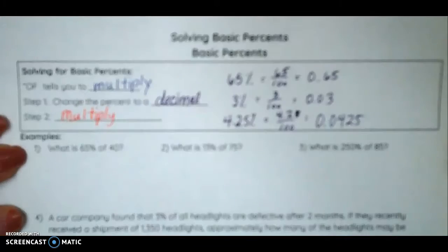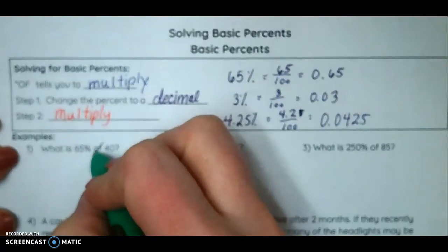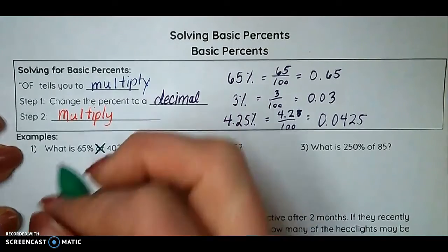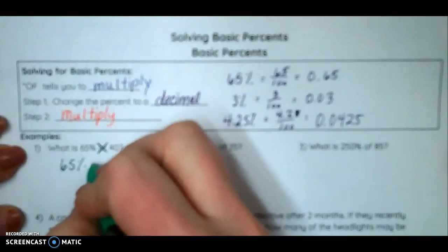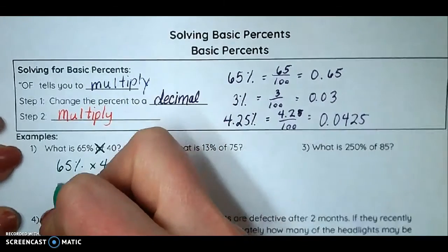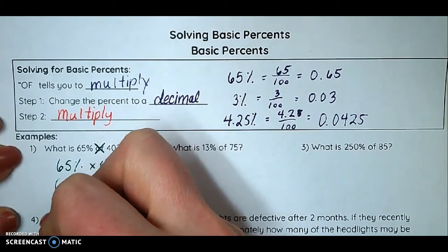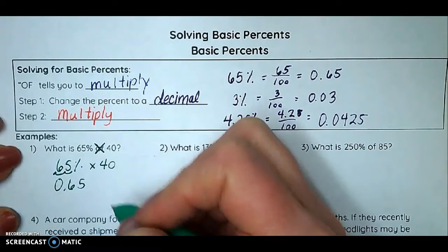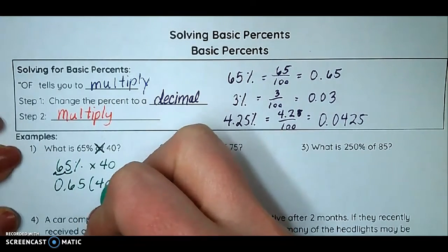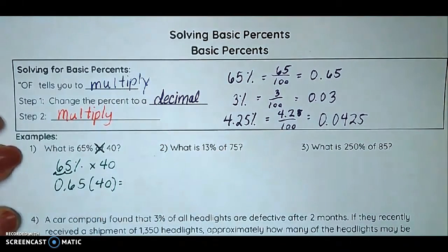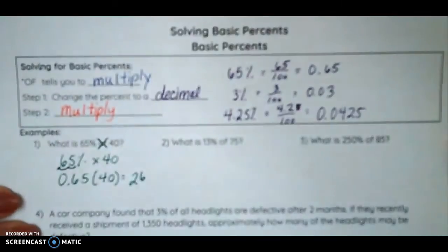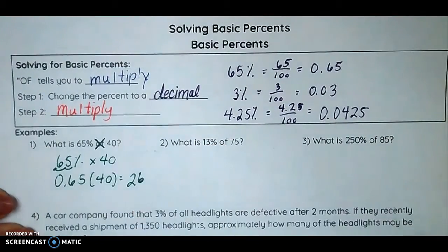So this first one right here, I'm going to do 65% of 40. So of, I always tell my kids to cross it out with an X to remind me that I need to multiply it. So I'm going to do 65% times 40. I need to change that into that decimal first. I can also think of it as moving the decimal place 2 places. And 65% of 40 is 26. So my answer is 26.